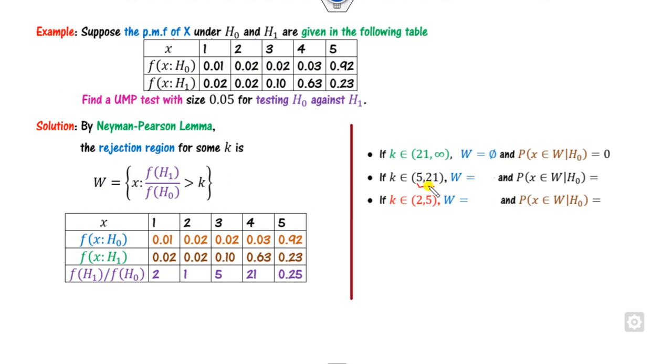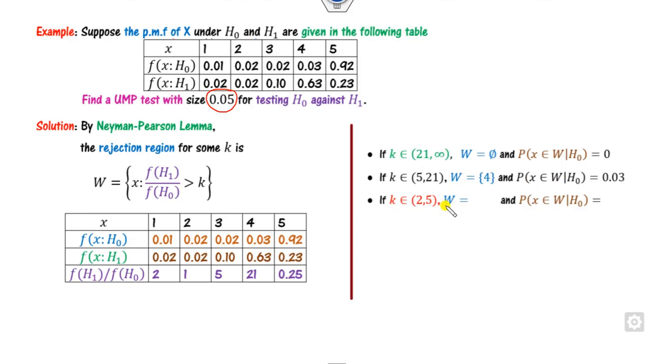Choose any number between 5 and 21, let's say 10. Find in this table the value which is greater than 10. Do you get any value? This number, which is corresponding to 4. So W is my singleton set, that's 4. And what is the answer of this? Look at H0. What is the answer for W is 4? It is 0.03. Fine. But we need 0.05. So this case is not acceptable.